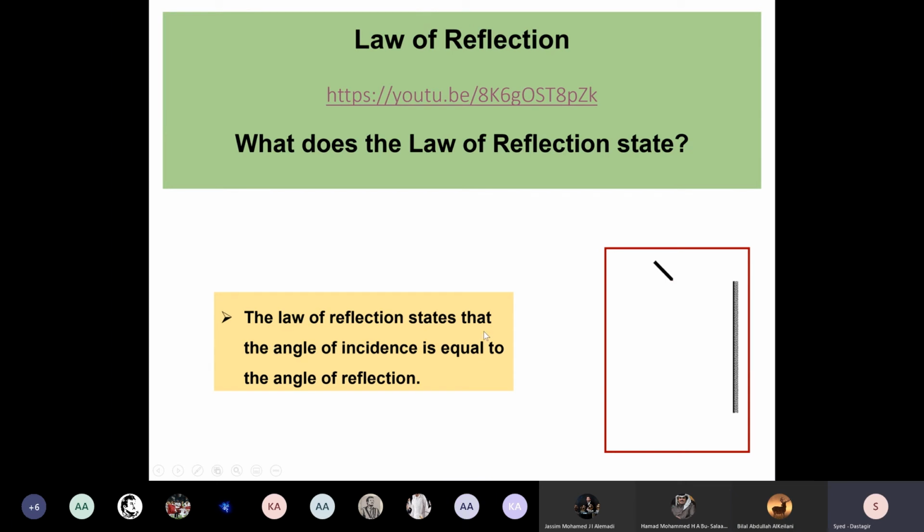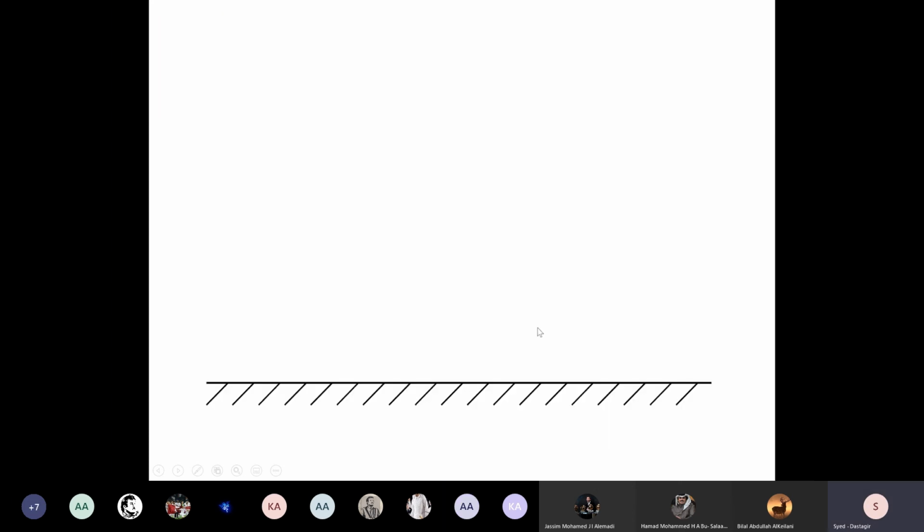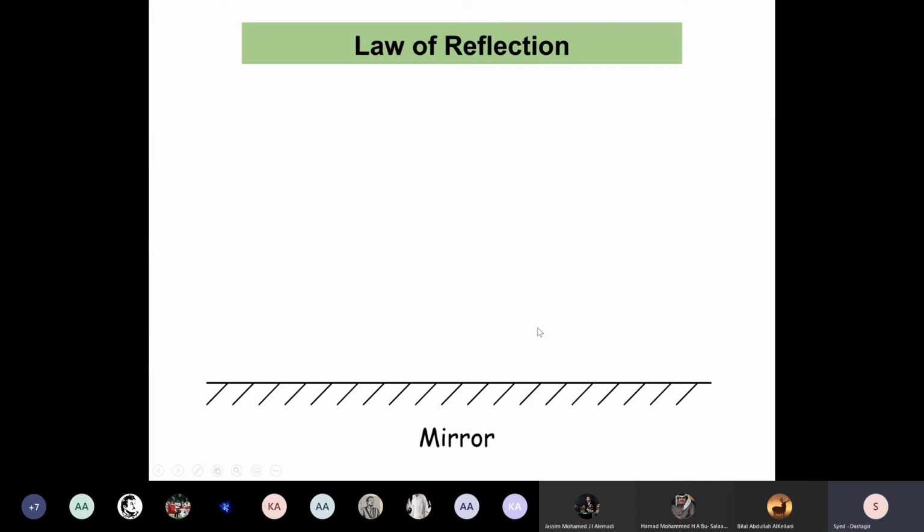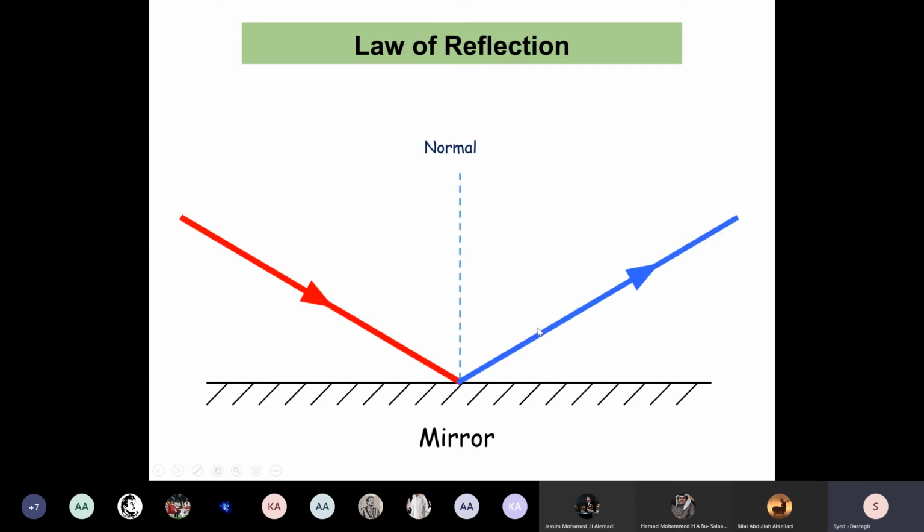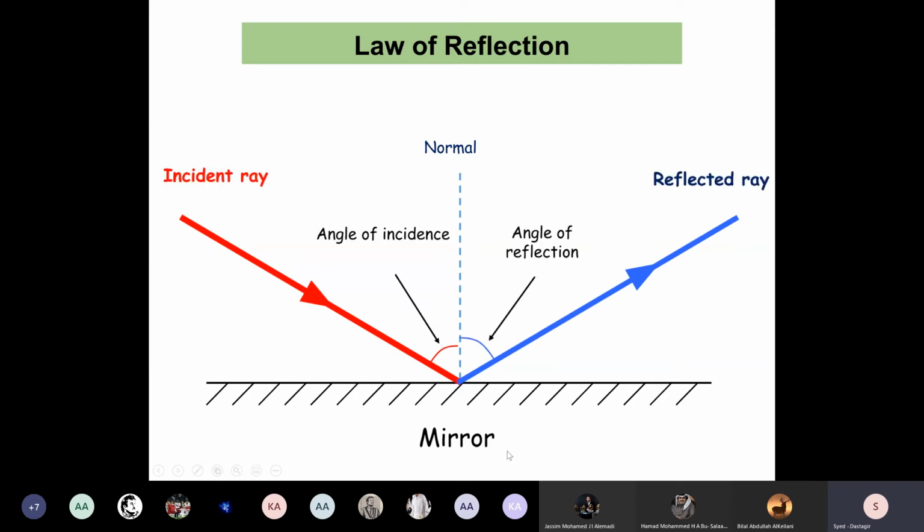Okay, guys. So make sure you have written down the law of reflection in your books. If you haven't got time, then re-watch the video, please. Okay, so law of reflection, mirror, normal. Okay, so I'm going to ask Jasim, please. As you knew the law of reflection, please explain this diagram for us. We'll start with the incident ray. Go.